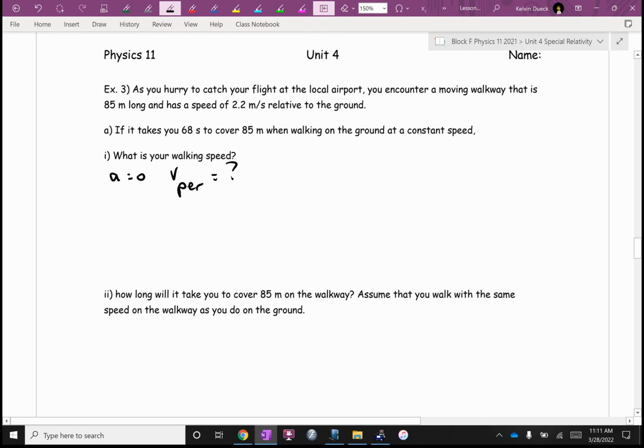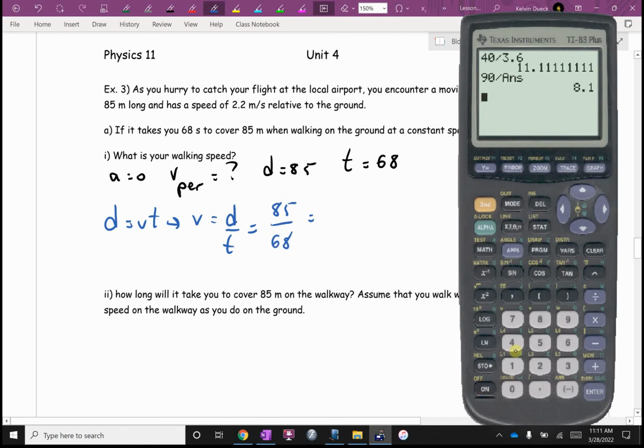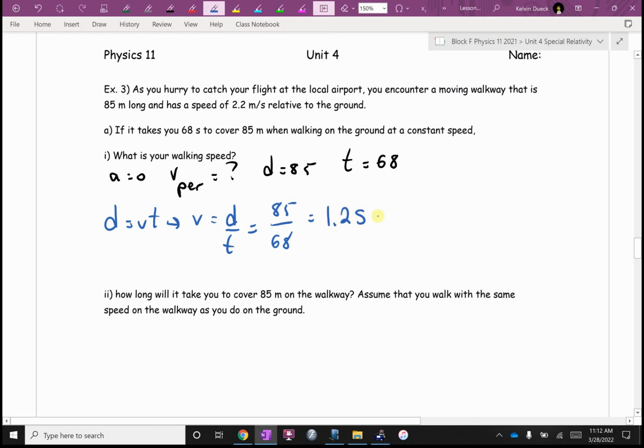Braden, what's the distance mentioned in part A? And what else did they give me in part A? So time. I can find out my walking speed. It's going to be D equals VT, yes, plus a half AT squared, but what's A in this case? So we're not going to bother writing it. How would I get the V by itself, my friend? How will I move the T over? I want to get the V by itself. Would I divide the T over, right? Yeah, D over T. So it's going to be 85 divided by 68. Good. And I get my walking speed is 1.25 meters per second. That's when I'm just walking on non-moving ground, relative to the ground.